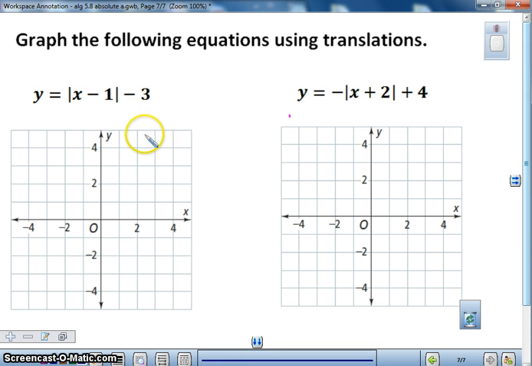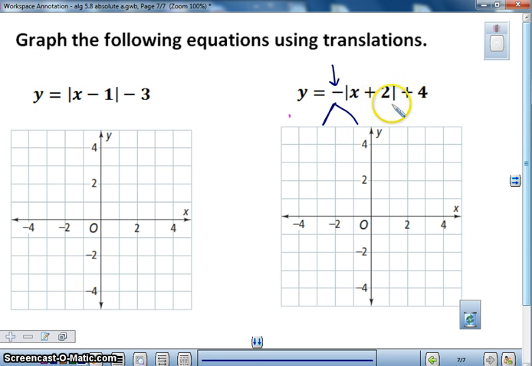Oh, we're getting a little trickier. I'm going to do the second one. You guys will do this first one. When you take a look at this second one, this is tricky right out in front because it's negative. And what that negative actually does is it inverts the V. So now our absolute value is going down instead of up.